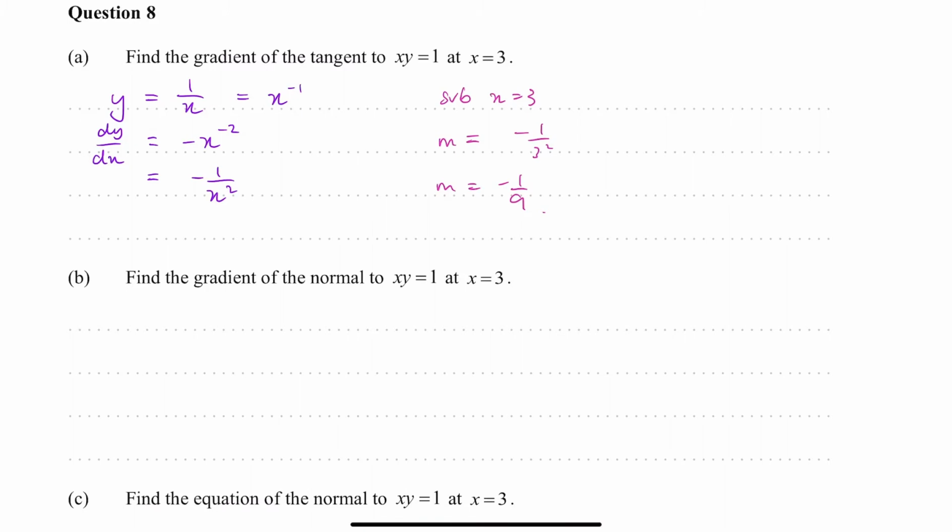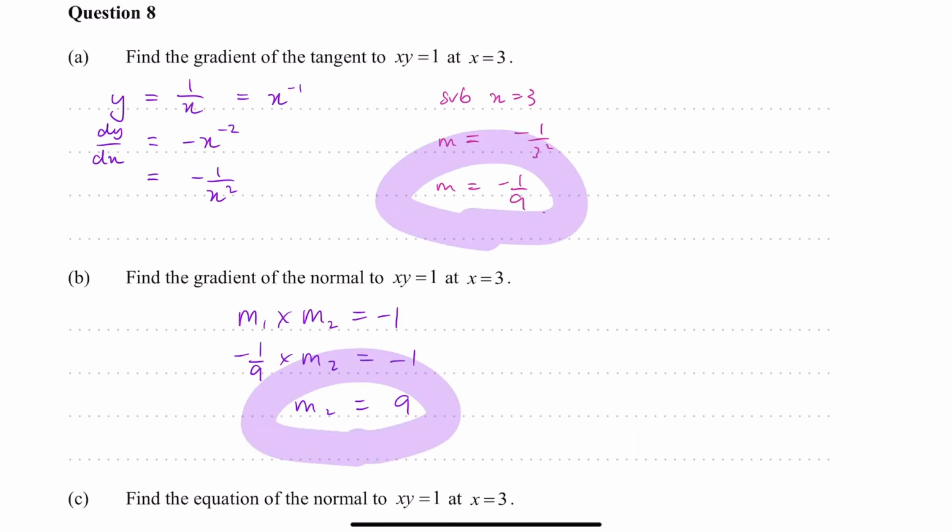If we have the gradient of the tangent, the next question, finding the gradient of the normal, is super easy. Remember, if you have two lines that are perpendicular, then the gradients multiply to give us -1. So we already know one of the gradients, and this is the other gradient. -1 divided by 1/9 gives -9. So that's the answer.